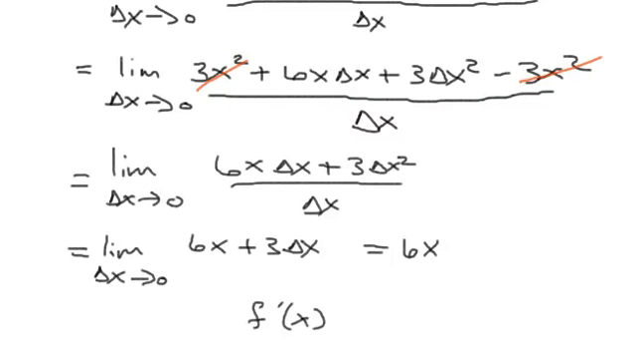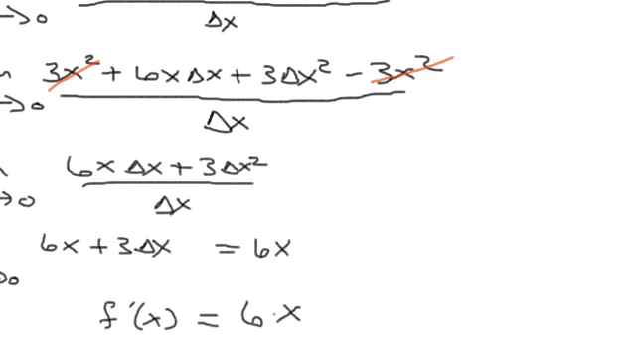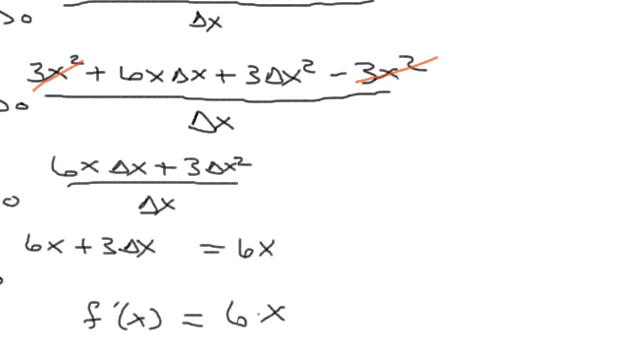So f prime of x is equal to 6x. So that will be the derivative of f of x. F prime of x is equal to 6x. So let's keep that in mind. F prime of x is equal to, actually, let's just move over here to this side of the whiteboard.